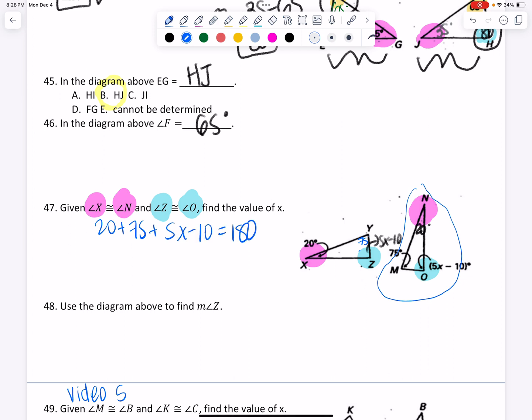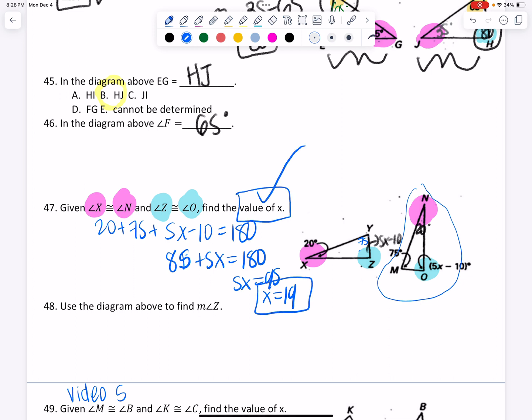I'm going to combine some like terms. That'd be 20 plus 75, I'd get 85. 85 plus 5x equals 180. I'd get 5x equals 95. So x is going to be equal to 19. It just wanted me to find the value of x, so that's where I'd get to stop. Then it wants me to go through and find the measure of angle z.